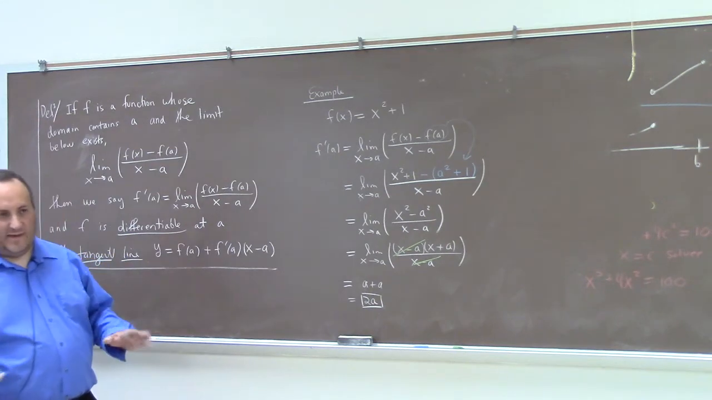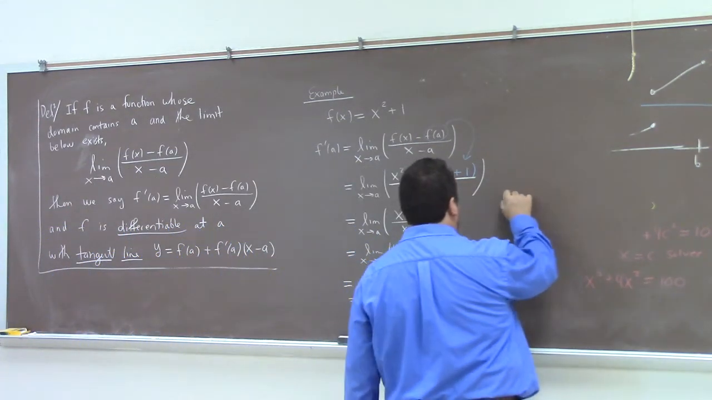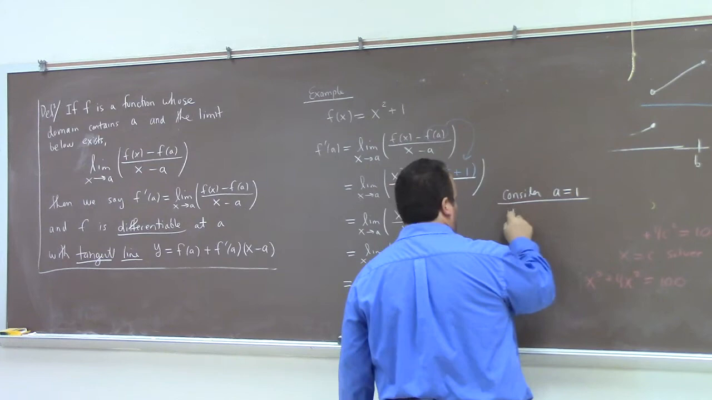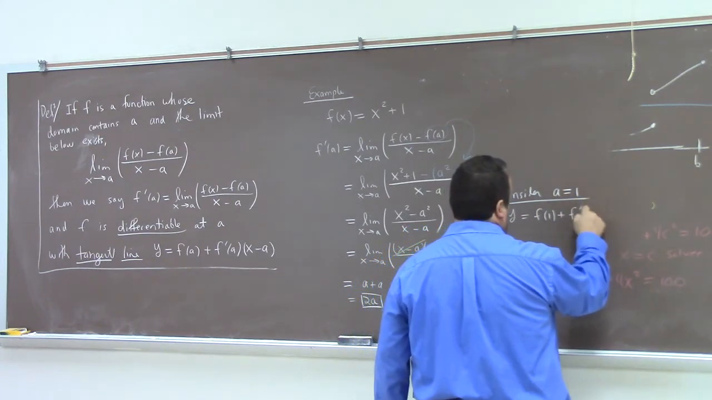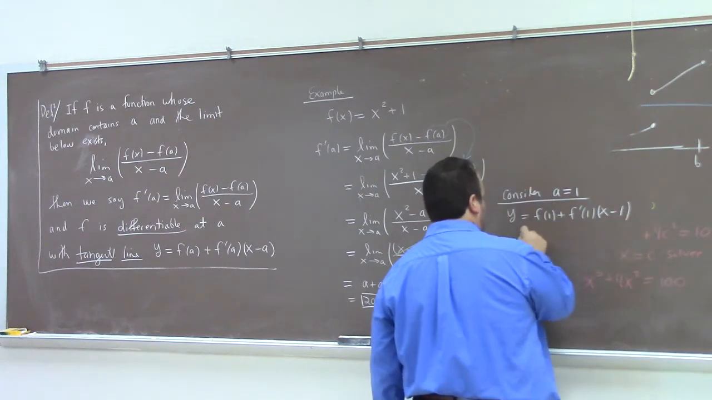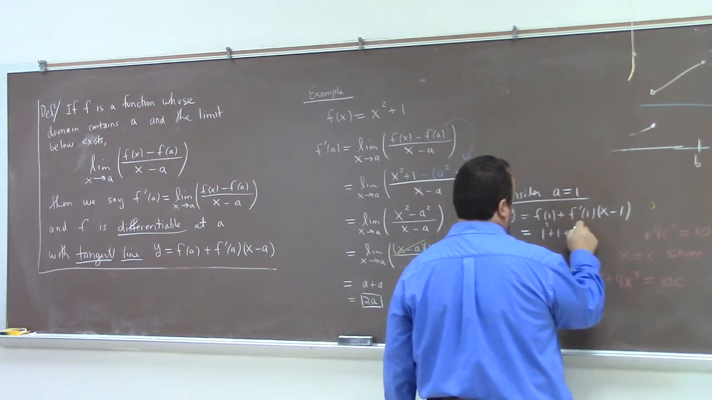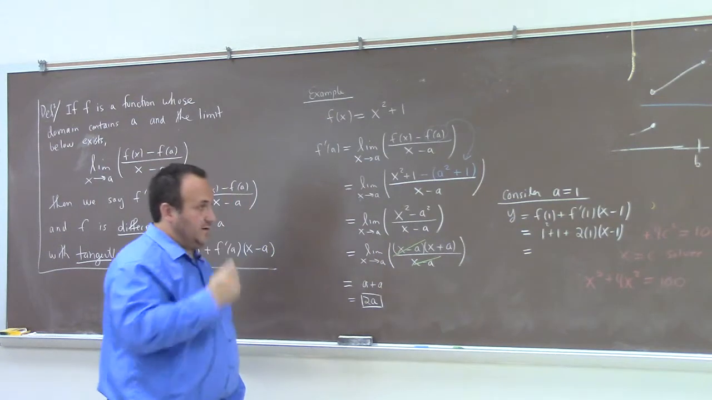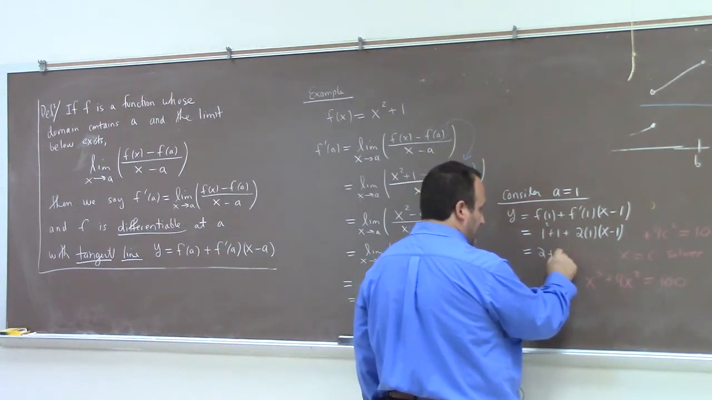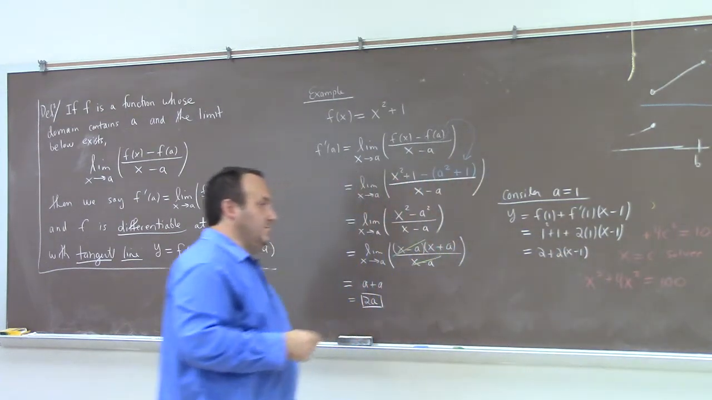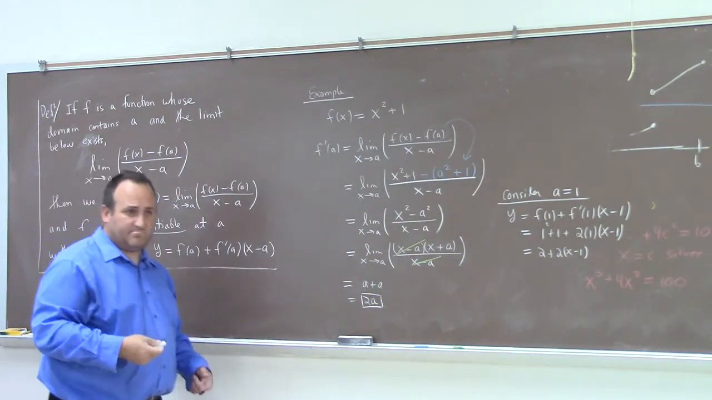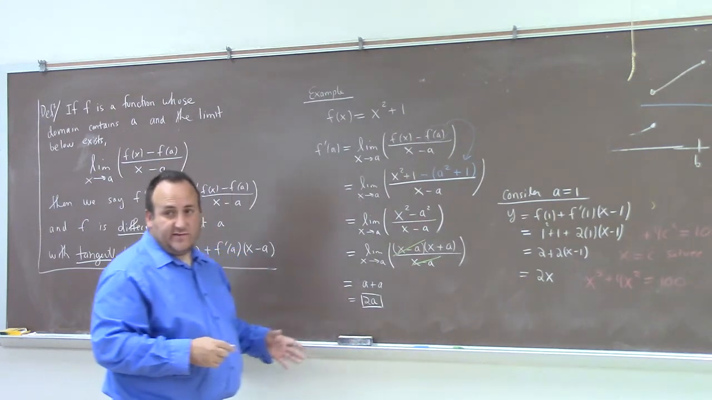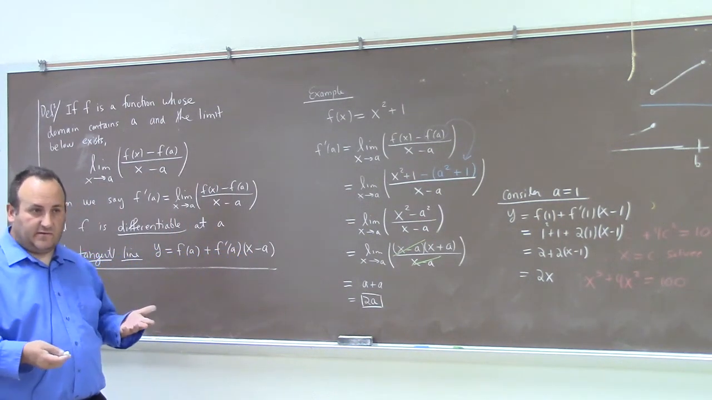Now, for the sake of graphing, let me make it a little bit more concrete. So consider a equals 1. So we'd have y equals f of 1 plus f prime of 1 times x minus 1, right? Which is 1 squared plus 1 plus 2 times 1 times x minus 1. That's 2 plus 2 times x minus 1, right? But that simplifies to just 2x, because you've got 2 minus 2. So y equals 2x is the equation of the tangent line to this function at 1.